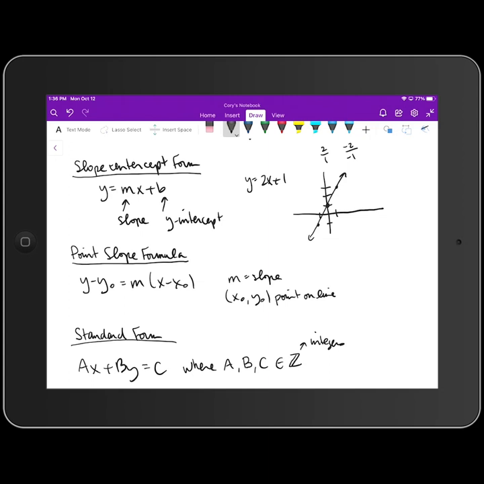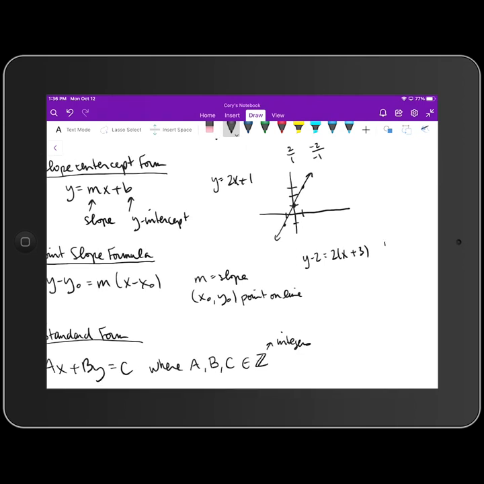Now, it's easy for us to go from point slope form to slope intercept form. So let's say, for example, we have an equation in point slope form. Let's say it's y minus 2 equal to 2 times x plus 3. So that equation is in point slope form. The slope is 2. The point that our graph passes through would be the ordered pair negative 3 comma 2.